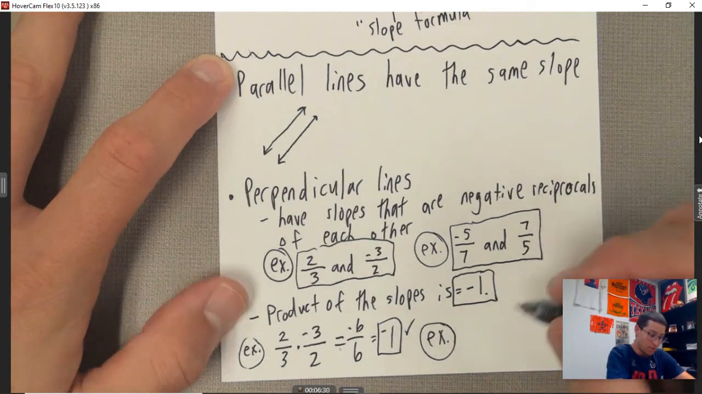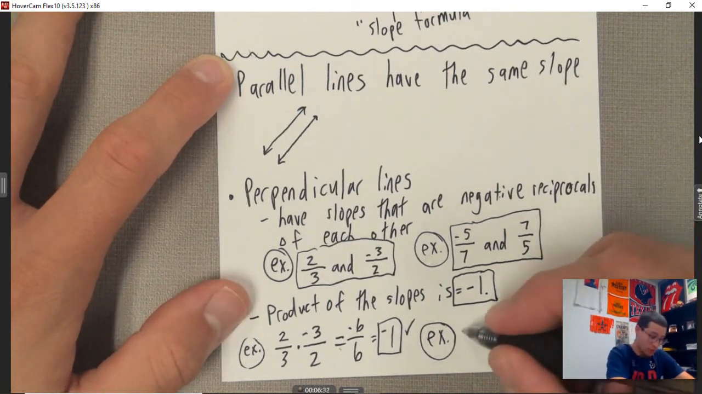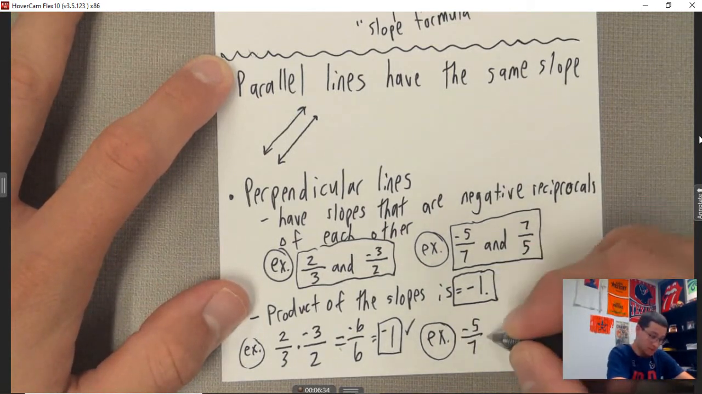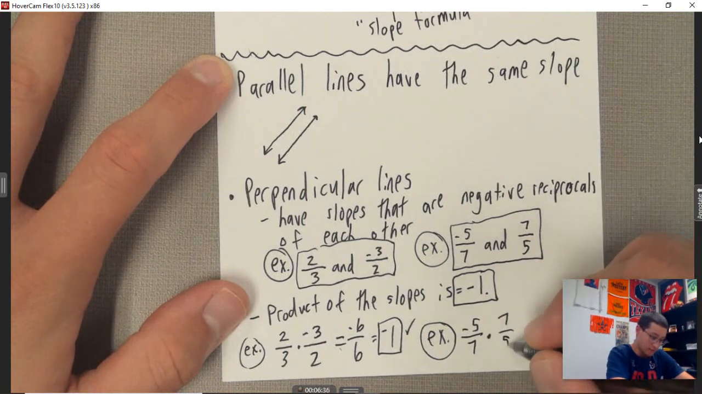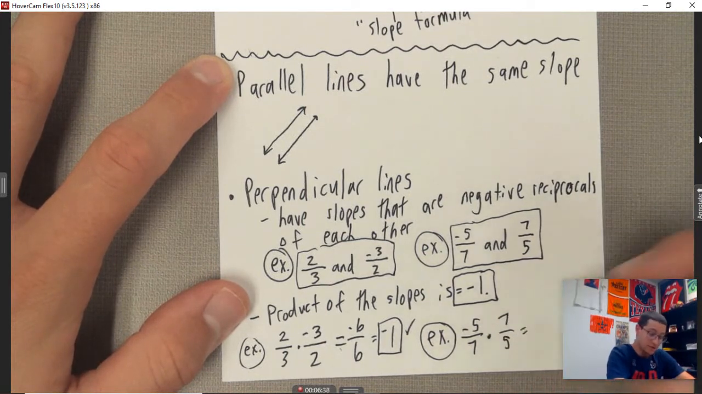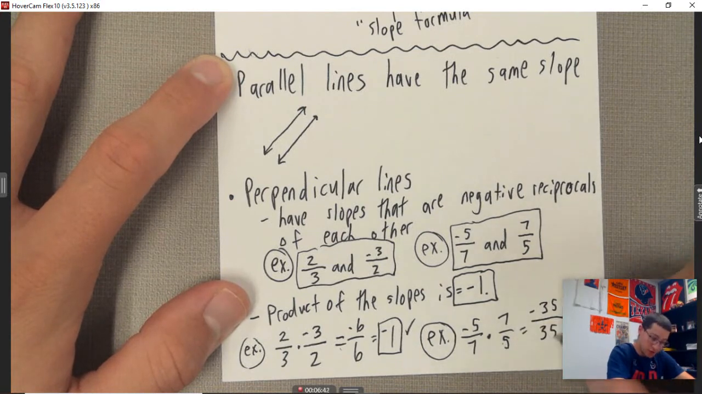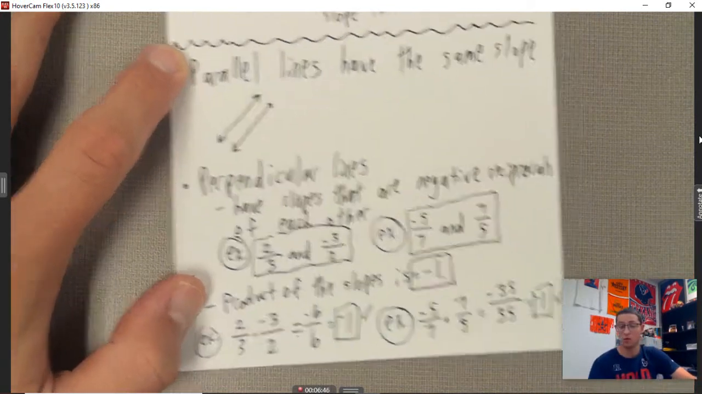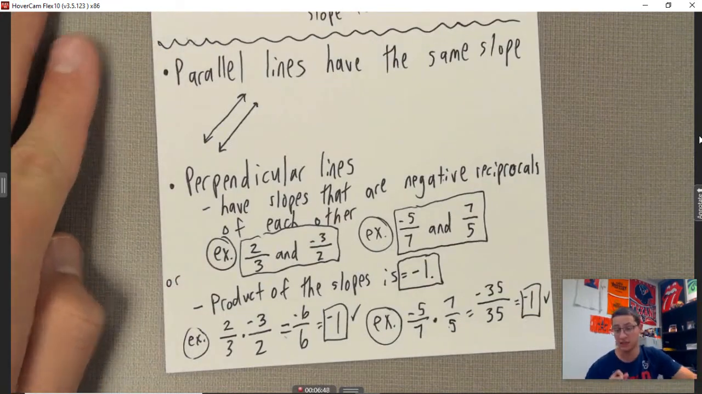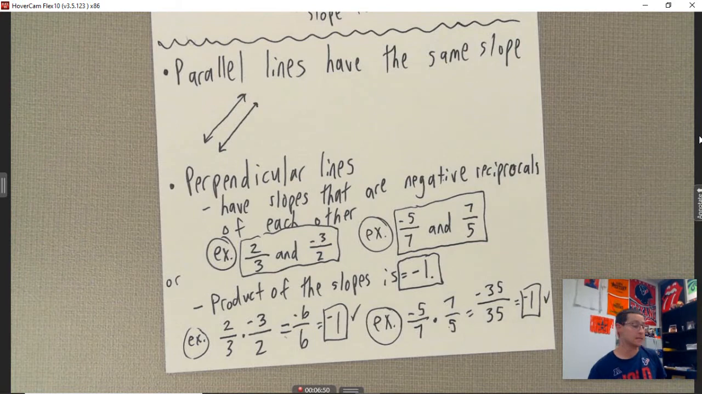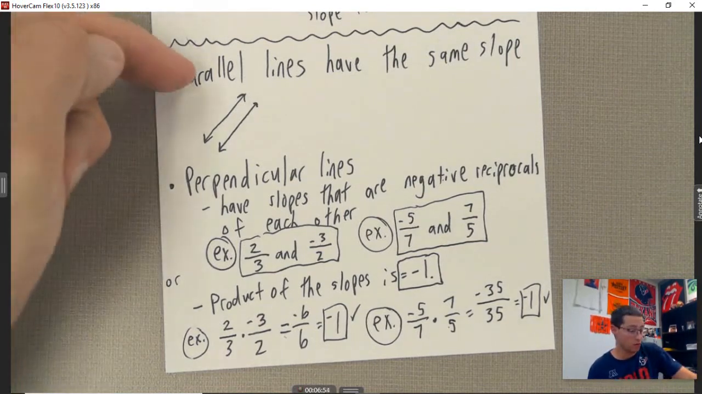Okay, that same one, right, with the 5/7, -5/7, and 7/5. -5 times 7, that's -35. 7 times 5, that's just +35. That one also does equal, whoa, my face, does equal -1. Okay, so those are how we can determine if lines are parallel or perpendicular.